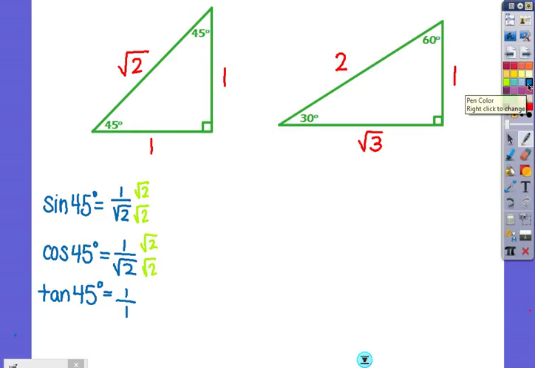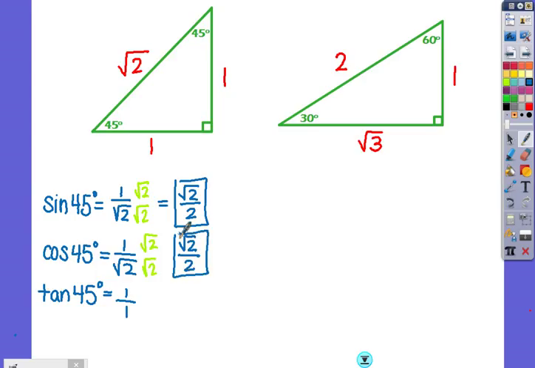So your final answer for sine of 45 is going to look like this: square root of 2 over 2. Square root of 2 over 2 also for cosine. And tangent is just 1 for 45 degrees. And like I said, even if this was twice the size of this triangle, the angles would still be the same and these ratios would still simplify to the same.